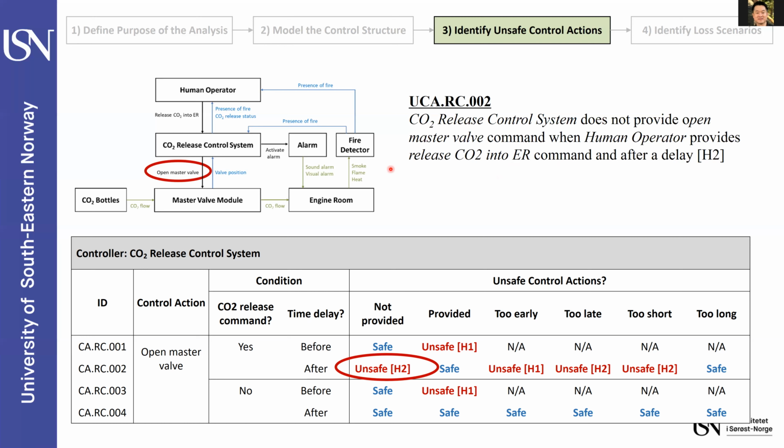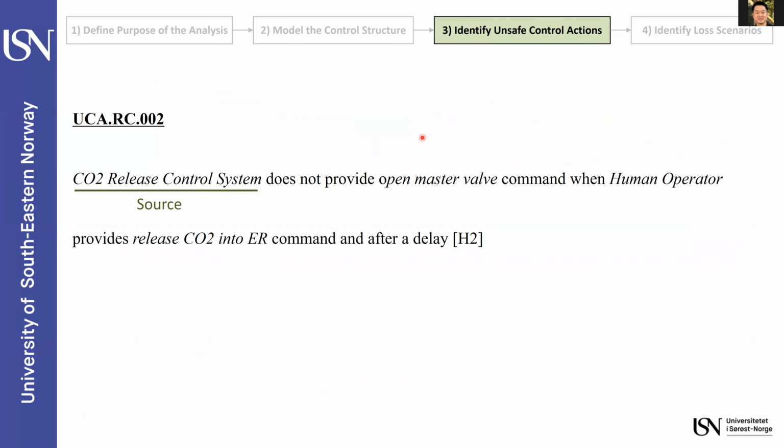It is important to include every required piece of information when you make a sentence like this. For instance, in this unsafe control action, you can find that we have a source. The source means the controller that provides this control action. In this case, the source is the CO2 release control system. And the type of the unsafe control action: does not provide in this case, or it can be provide, or provide too late or too early, and so on.